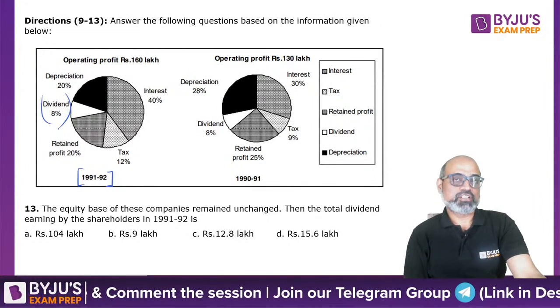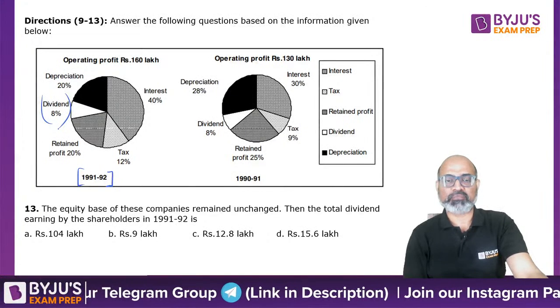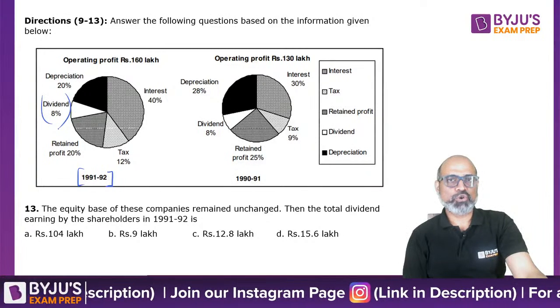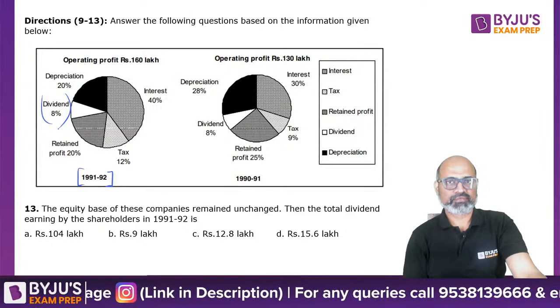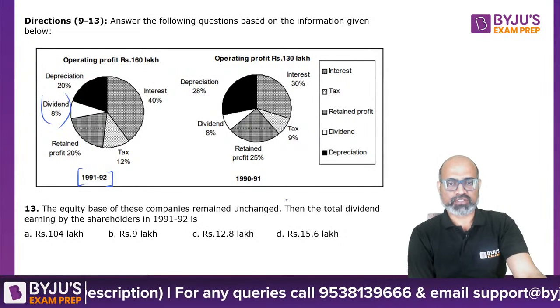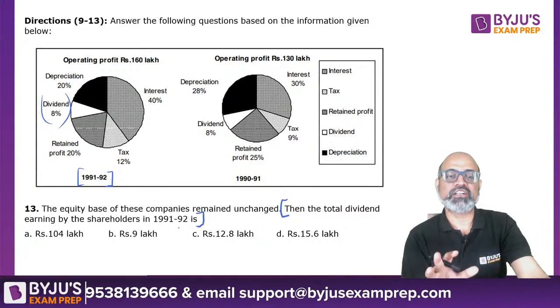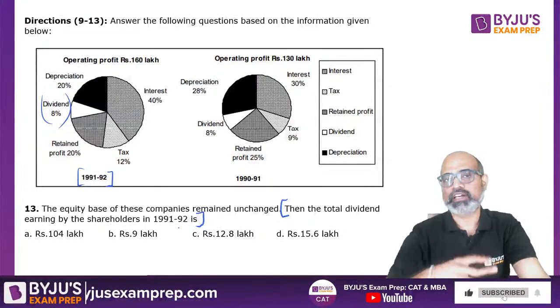See, the answer is not "cannot be determined." It means the equity base of this company remains unchanged, has got no effect whatsoever. So you can simply reduce the question to: what is the total dividend earned by the shareholders in 91-92? केवल ये calculate करना है आपको.